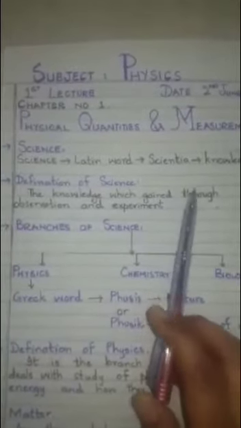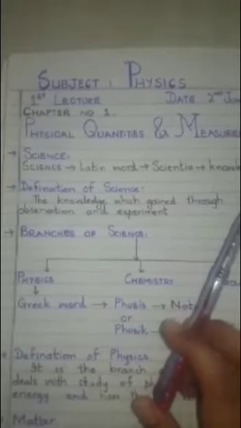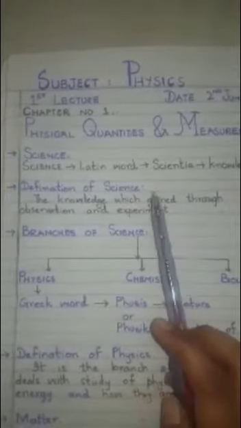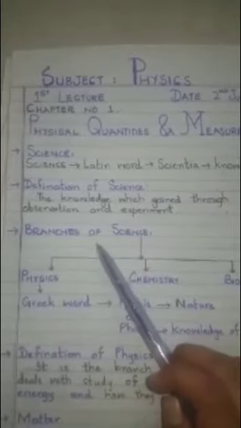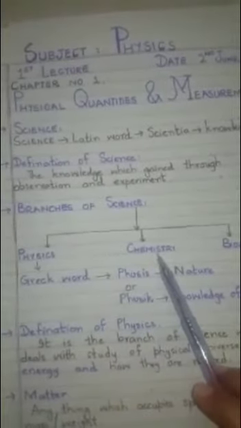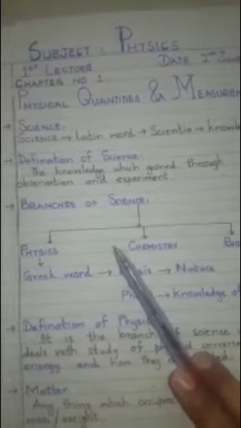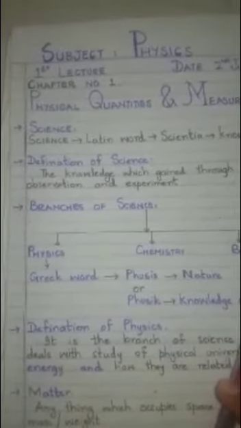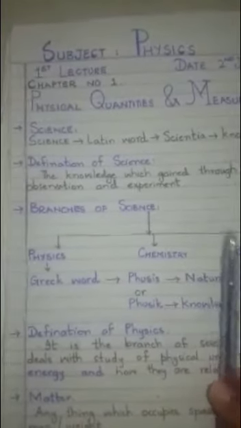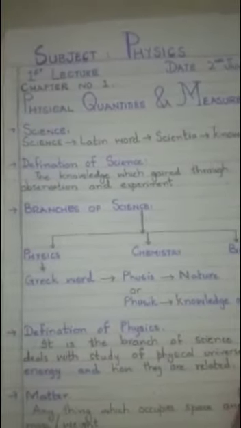As you know very well, there are different branches of science. But in grade 8 you will study only three major branches: one is physics, the second one is chemistry, and the third one is biology. Before starting the chapter, I will give you a brief introduction about the word physics, and then we will start our chapter physical quantities and measurement.